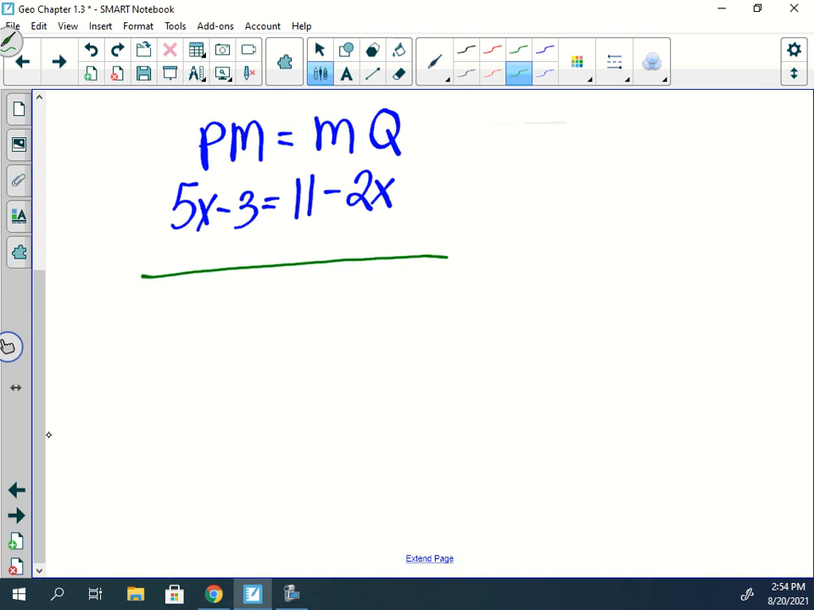So looking at this here, 5x minus 3 is equal to 11 minus 2x. What can we do first to get x by itself? So with the 3, we can move the 3 over to the other side. Since this 3 is negative, we have to do the opposite. So we need to add 3, because negative 3 plus 3 is 0, and these will cancel. So we're just left with 5x on the left-hand side. Now on the right-hand side, we have 11 plus 3, which is 14.